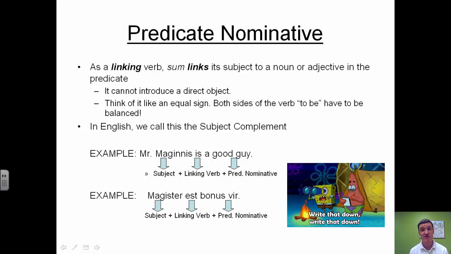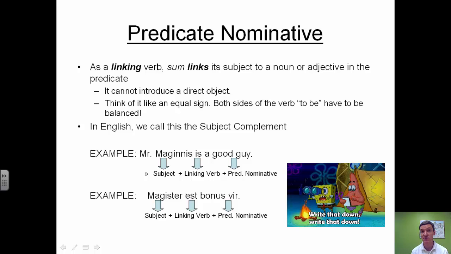Magister, which is nominative singular, that's your subject, and that means teacher. Est, which we just learned, again, sum, est, sumus, estis, sunt. Mr. McGinnis is a bonus vir, a good dude, right? A good man, a good hero even, depending on who you ask. So we see what's happening here, right? You have a nominative subject. You think about that linking verb as an equal sign. That linking verb is going to connect you to the predicate. Whatever's in the predicate is your predicate nominative.